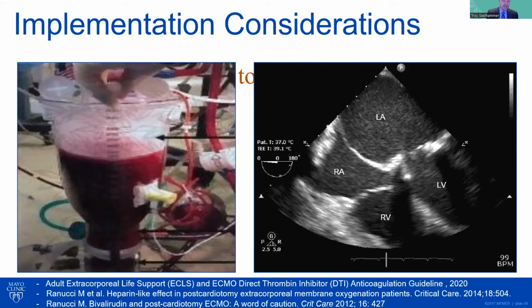What occurs with stasis is that you get local proteolytic cleavage of bivalirudin, and so you get local loss of anticoagulant effect. For example, this cardiotomy chamber, new bivalirudin is not delivered to that chamber when there's stasis. Bivalirudin is metabolized, and then you get clot to form very quickly.